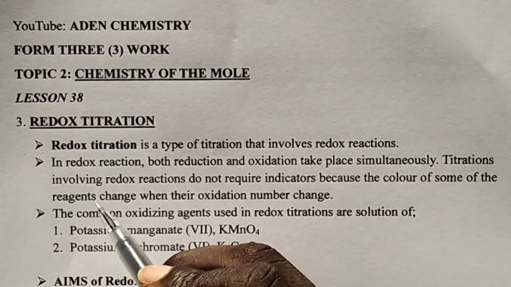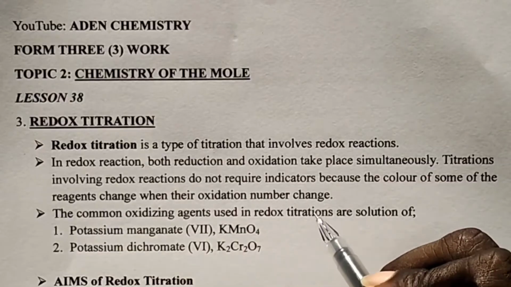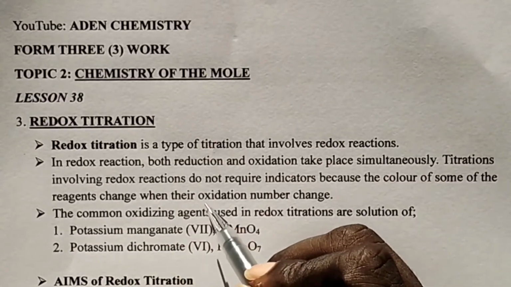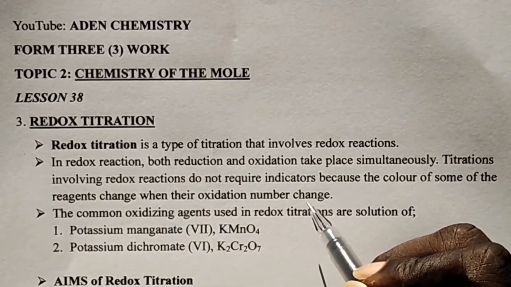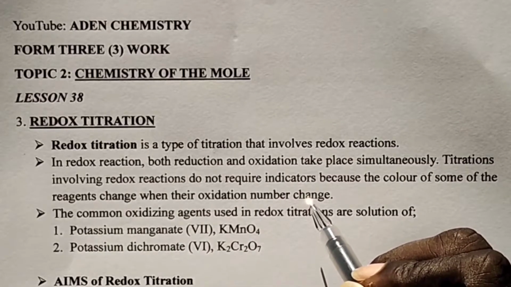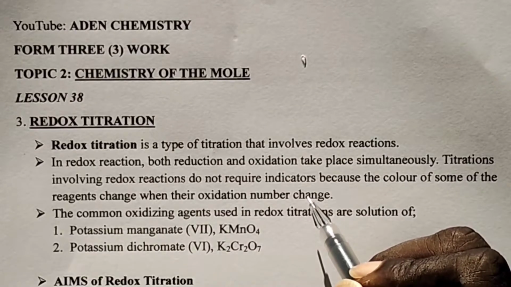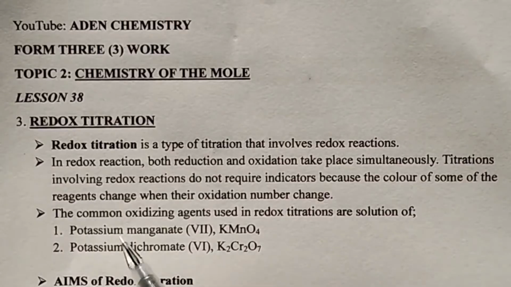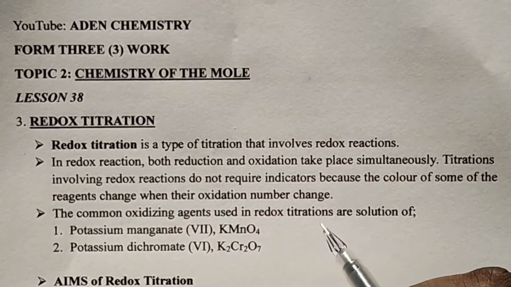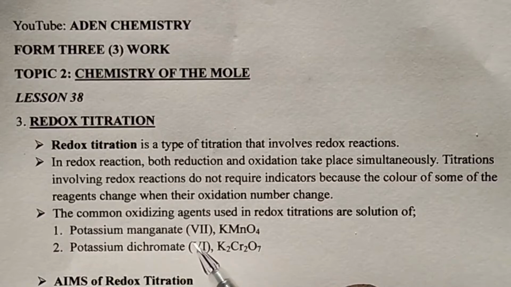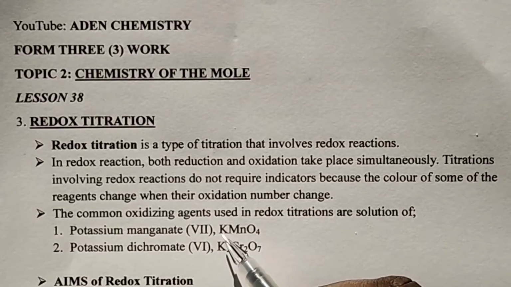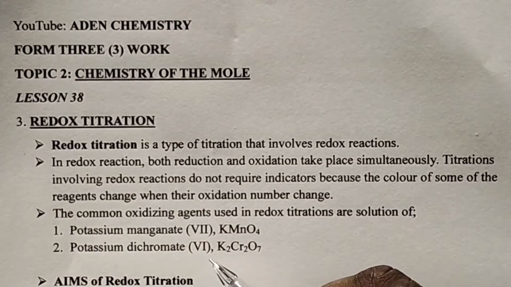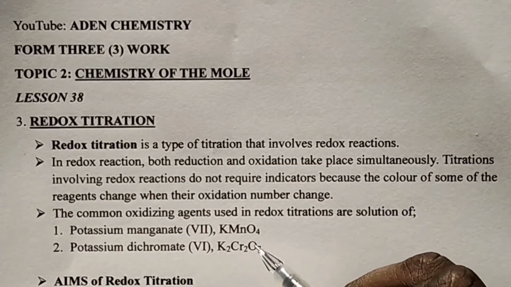Titration involving a redox reaction does not require indicators, because the color of some reagents changes when their oxidation number changes. If you go back to direct titration and back titration, we were using indicators like methyl orange or phenolphthalein. The common oxidizing agents used in redox titration are solutions of potassium manganate(VII), written KMnO4, and potassium dichromate(VI), written K2Cr2O7.